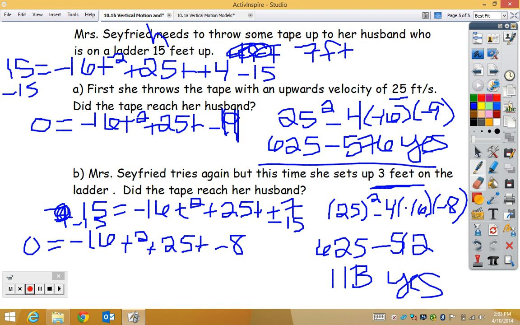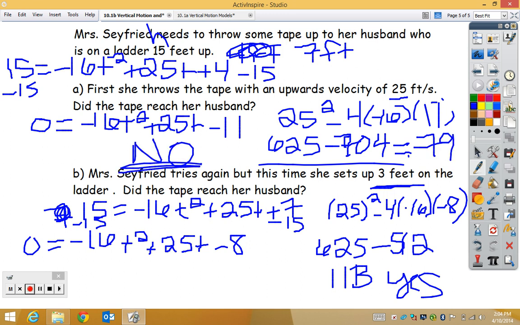So we have to go back here, because I realize with all this advanced mathematics, I forgot how to subtract properly. This should be 11. So maybe I didn't make it. So I have 4 times 16 times 11, which is 704, which gives me a negative. This equals negative 79. I did not make it on the first try. Nope. But I did when I moved up the ladder.